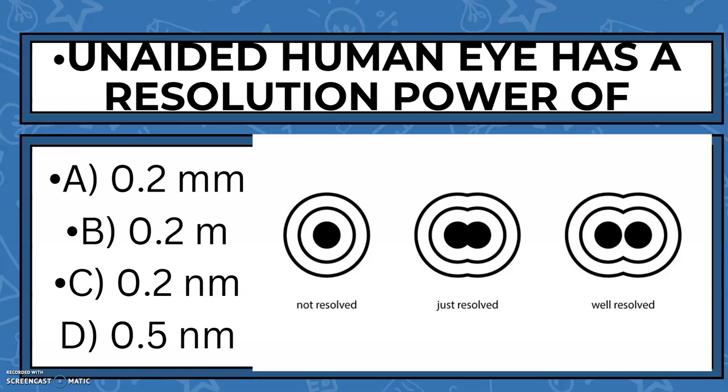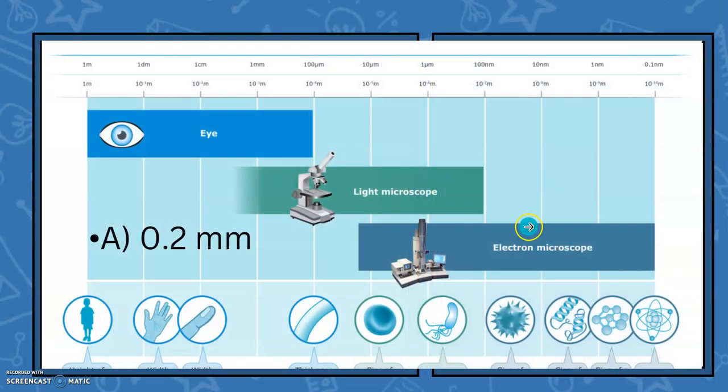And what is that power in the unaided human eye? The answer is 0.2 millimeter. When we observe through our unaided eye, we can see two objects as two separate points when they are placed 0.2 millimeter apart. And for a light microscope, it is 0.2 micrometer, and in an electron microscope, it is 0.2 nanometers.